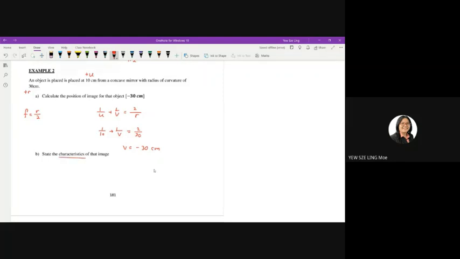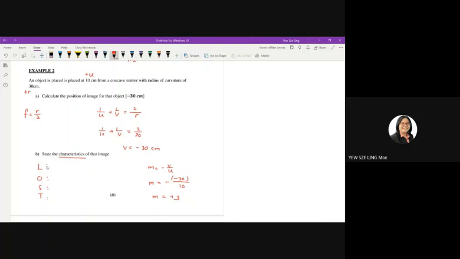Okay, characteristic. So how are you going to describe it? You need to describe in terms of LOST. But right now, you don't know the size. Therefore, when it comes to stating the characteristic, you have to calculate the magnification. So M equals negative V over U, which is negative 30 divided by 10. So you have M equals positive 3.